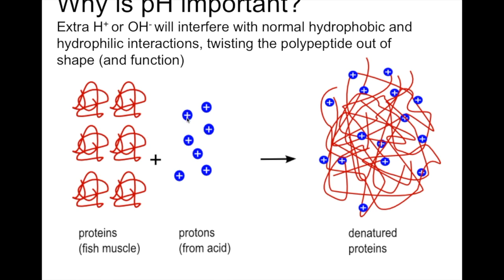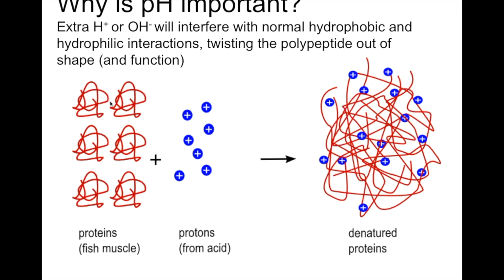If I take these proteins, which are all nice and normally operating at a certain pH, and I flood it with a lot of these positive charges, well, those positive charges cause the molecule to completely denature, which means it twists completely out of shape, and it's no longer functional. This is what happens. The same thing would happen if you cooked an egg. You have these nicely ordered proteins in the egg white.